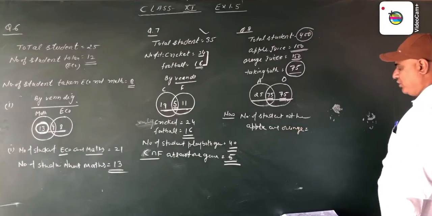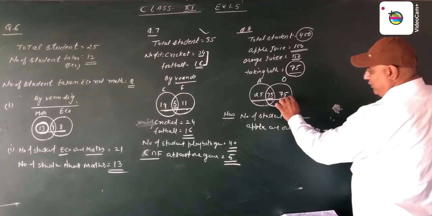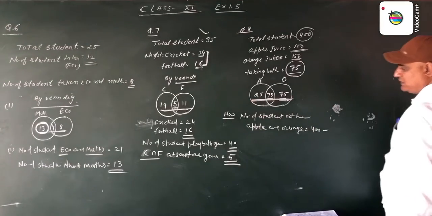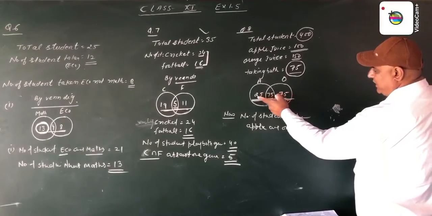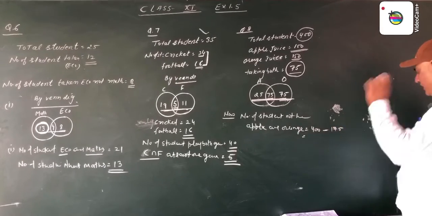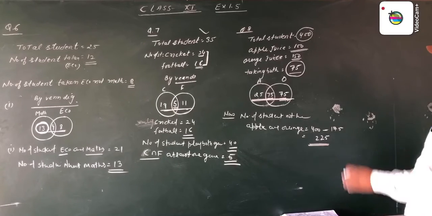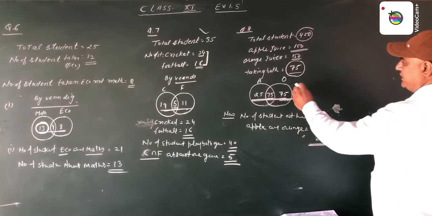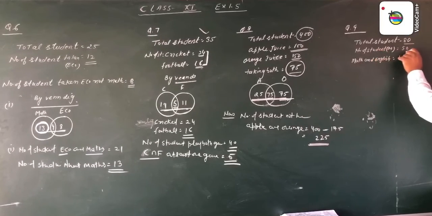Then the total number of students minus those who have taken juice. The number of persons is 75 plus 75 plus 25, we get 175. Now we subtract this from the total, and it means 225 is the number of persons who have not taken juice. Now the question: students of mathematics 50, math and English 10.